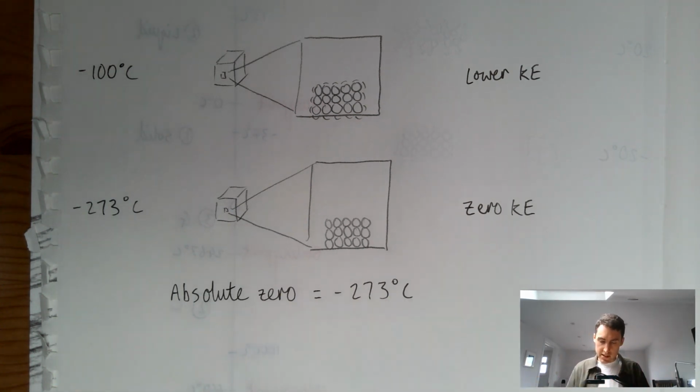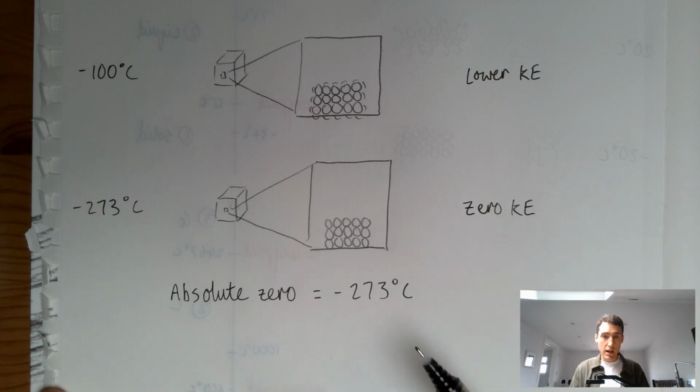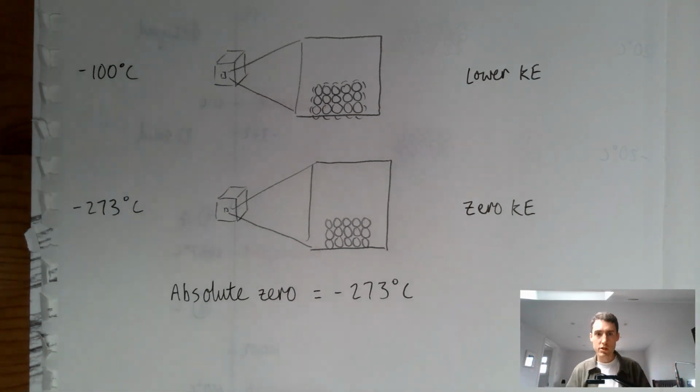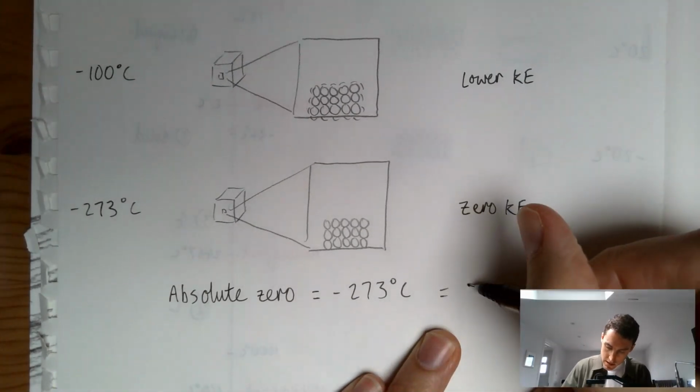Now what I want to say is Lord Kelvin came up with a temperature scale that had the same increments, so 1 Kelvin was equal to 1 degree C, but what it did was it started not at the melting point of water, it started at this temperature, which is the lowest temperature anything can be at, the temperature at which particles in a substance have 0 kinetic energy. So I'm going to put that is equal to 0 Kelvin.